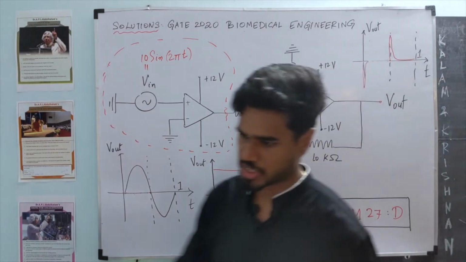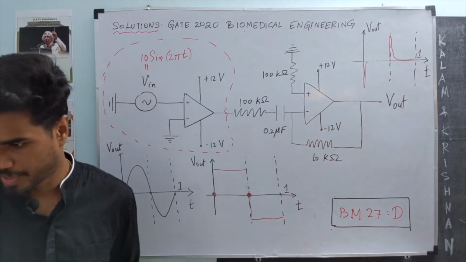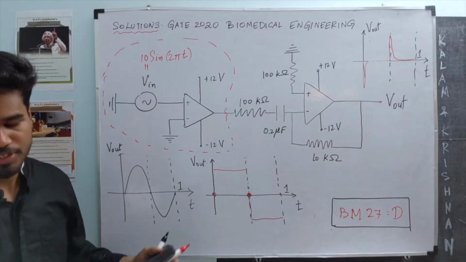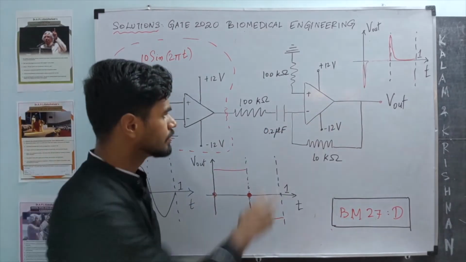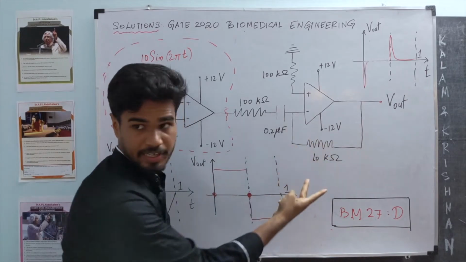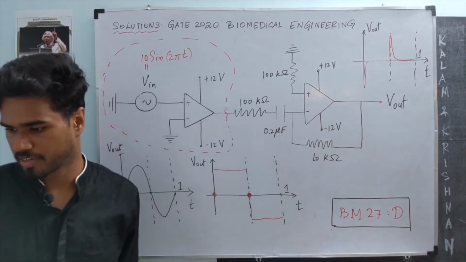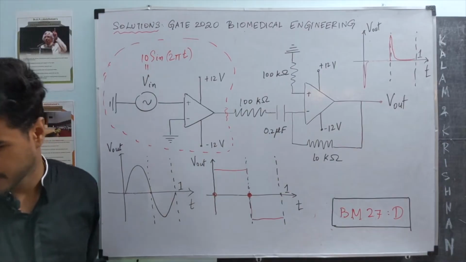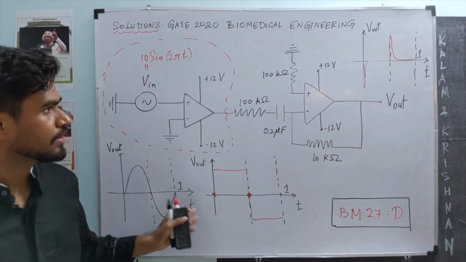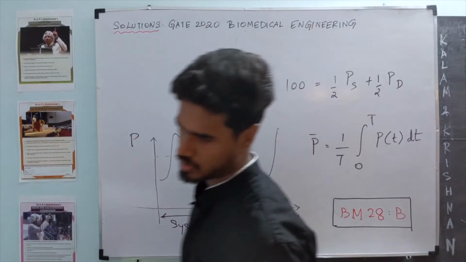Option A is correct if it were till this point. Option B is an integrator. Had the capacitor been replaced with, say, a resistor over here, it's an integrator, and option B would have been correct. Option C is just, I think, a negative sign. It doesn't make sense. Option D, of course, is the right answer.